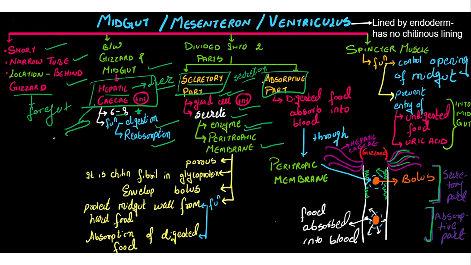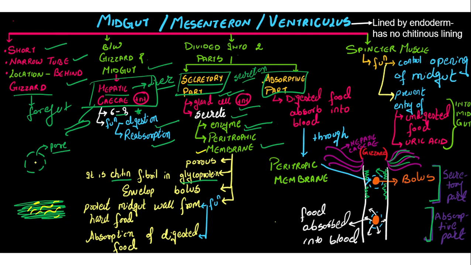Now this peritrophic membrane, if I draw it over here, it will be like this. Can you see there is a pore present over here? So there is a pore present in the peritrophic membrane. And what is the peritrophic membrane actually? It is made up of chitin fibrils in glycoprotein. So you will have glycoprotein like this, and then let me draw it over here, chitin fibrils will be present. So this is going to make your peritrophic membrane.